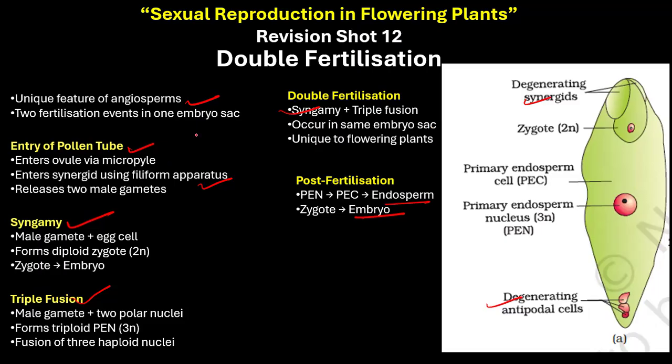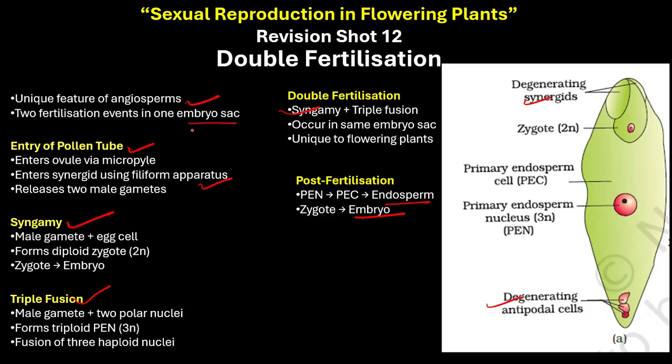My dear students, today we'll be talking about one of the important topics, that is double fertilization in angiosperms. And this is the revision short 12. This double fertilization is unique to the angiosperms. You know that in flowering plants, double fertilization happens: two fertilization events in one embryo sac. That's why it's called a double fertilization.